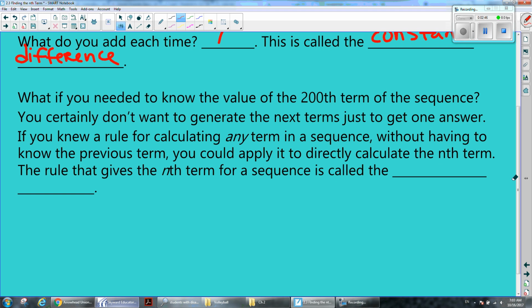So if you knew a rule for calculating any term in a sequence without having to know the previous term, you could apply it to directly calculate the nth term. The rule that gives you the nth term for a sequence is called the function rule, right? And we already had our function review in the 2.0 notes, so we're talking more about function rules today.